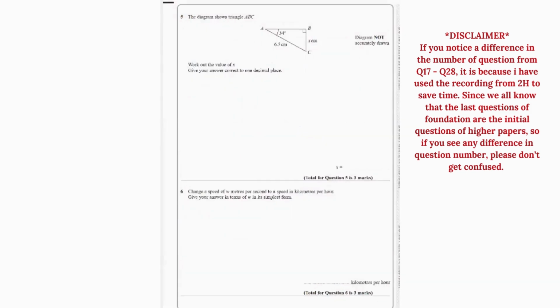Question 5 says the diagram shows triangle ABC. Work out the value of x. So as you can see, we have a right angle triangle. And in a right angle triangle, if they have given us a length and an angle, and they want us to find another length, we can easily use SOHCAHTOA. In case they only give us two lengths and they want us to find the third length, then we use Pythagoras. So remember, SOHCAHTOA is used when they're asking you to find a length and the angle is given, or they've given us the length and they're asking you to find the angle. So SOHCAHTOA always involves the angle, whereas Pythagoras only involves the lengths of the right angle triangle.